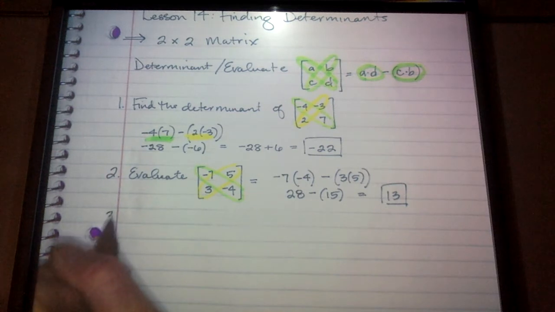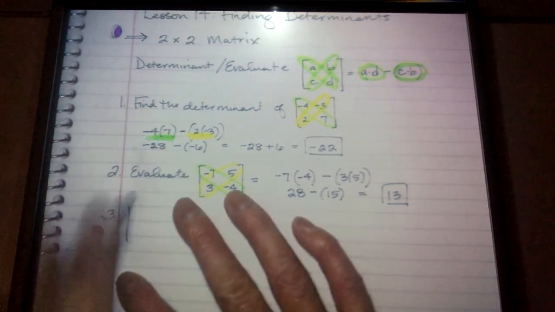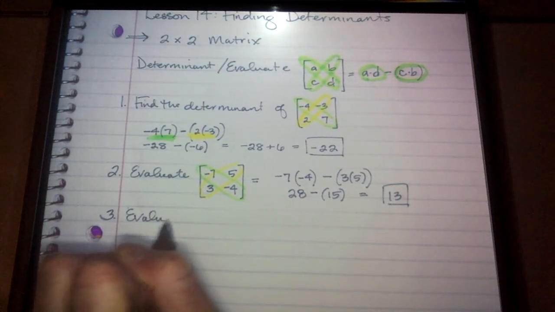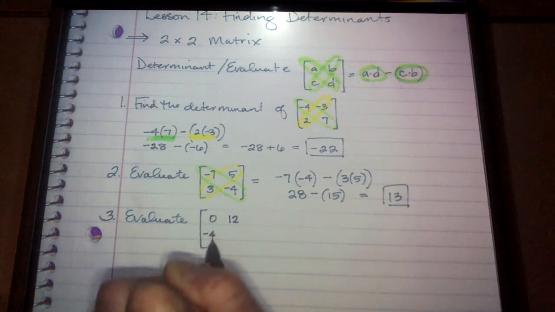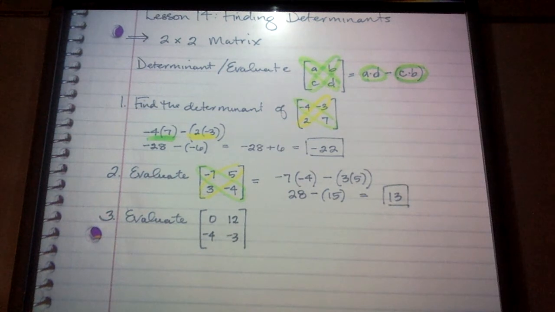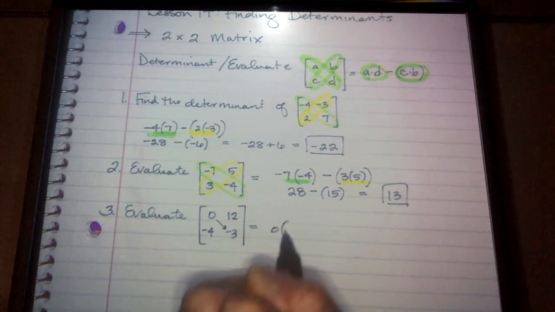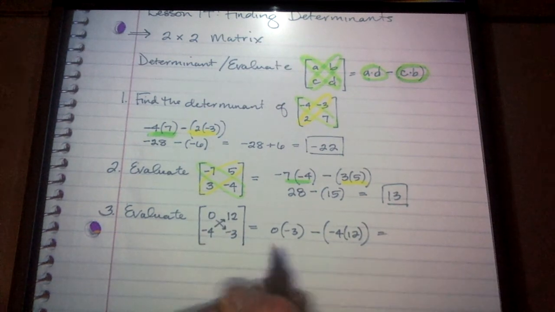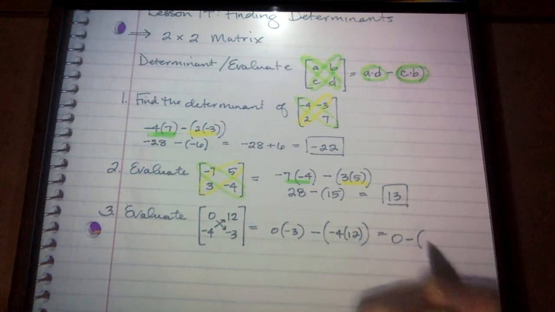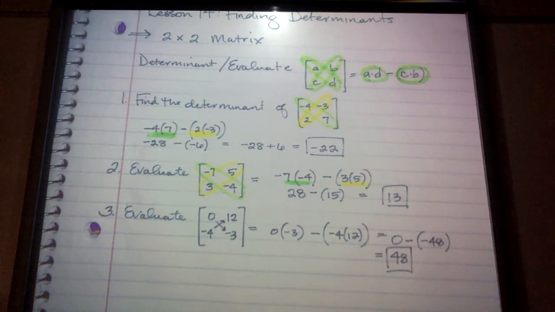Next one. Now feel free to pause the video, okay? So for this one, I'm going to use the same vocabulary, evaluate, 0, 12, -4, -3. Okay, so I keep forgetting to use the highlighter. So this was the yellow diagonal, and this was the green diagonal. In this one, I'm not going to keep highlighting. I'm going to do 0 times -3 minus -4 times 12. So 0 times anything is 0, minus -4 times 12 is -48, which equals a +48, right? Because a minus and negative becomes positive.